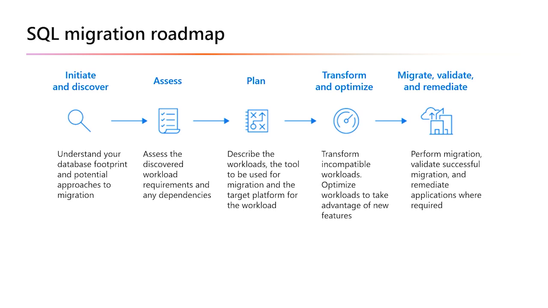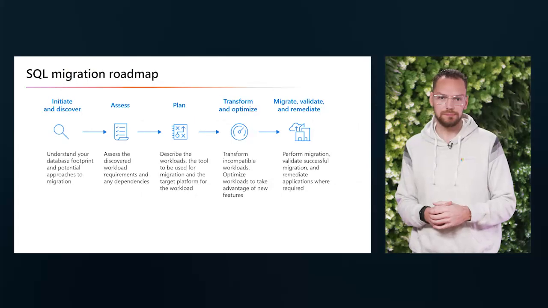Number 3, the planning phase, where we ask questions like, are there multiple options to pick from? Because we have different targets that we can select from. And which one do we need? Stage number 4, transform and optimize. And then finally, step number 5, migrate, validate, and remediate.